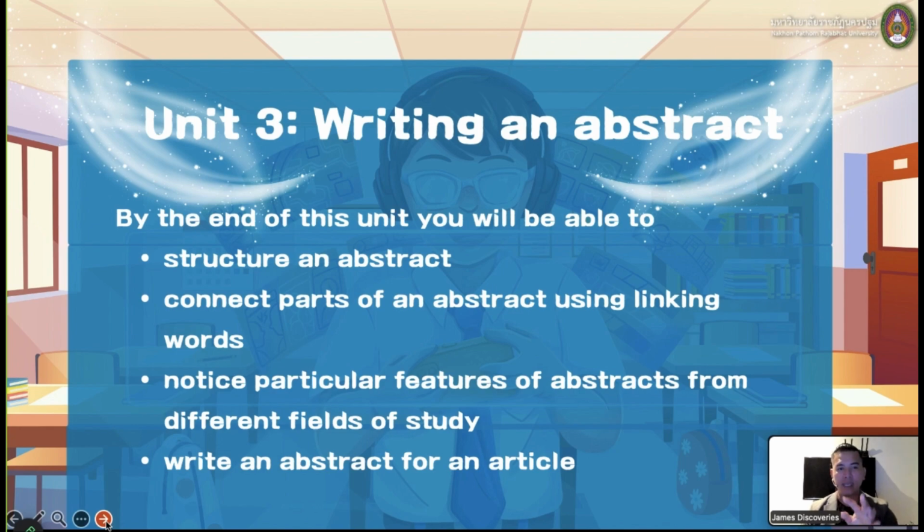These are the objectives of this unit: structure an abstract, which we'll be doing in weeks 7 and 8. Connect parts of the abstract using linking words. Notice particular features of abstracts from different fields of study. Write an abstract for an article. This is what we are going to do.